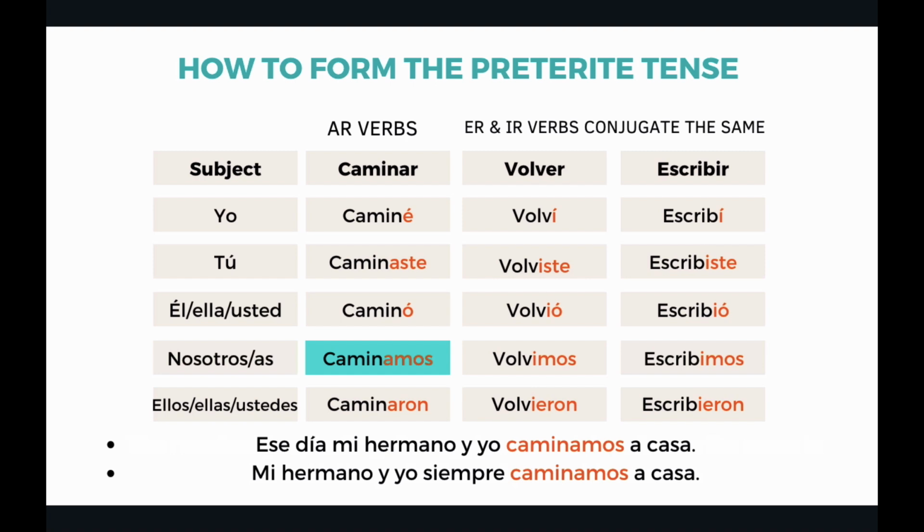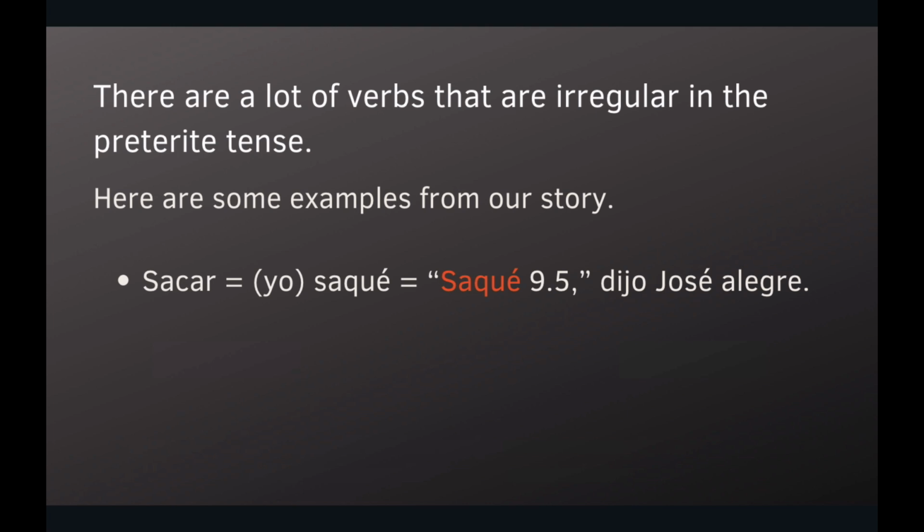So if I were referring to the past in that second sentence, I would have said, mi hermano y yo siempre caminábamos a casa. So knowing that, we know that we are indeed speaking about present tense in this second sentence. My brother and I always walk home. Now, so far we've been talking about regular verbs in the preterite tense, but there are a lot of verbs that are irregular in the preterite tense, so I want you to keep this in mind.